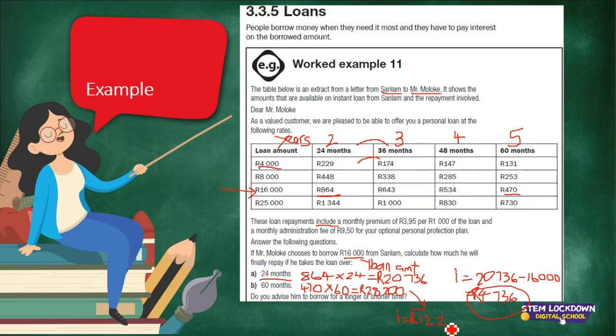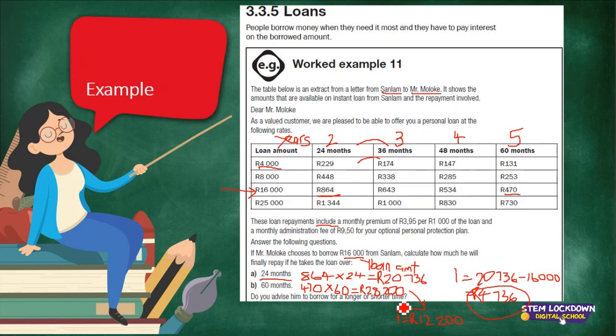So they say cash is king. So if you have cash, buy cash. If you don't have cash, go for a smaller payment period. Okay, now last question. Do you advise him to borrow it for a longer or a shorter term? Longer or shorter term. Obviously, the next question will be why.